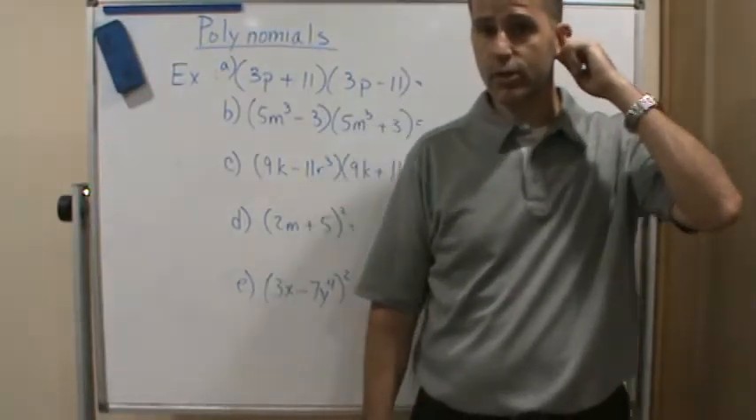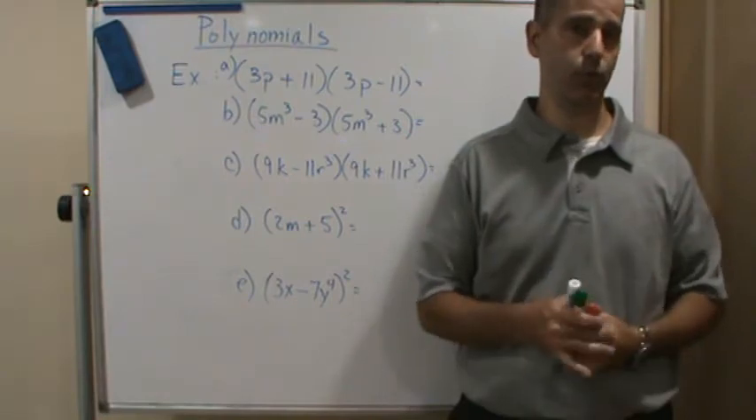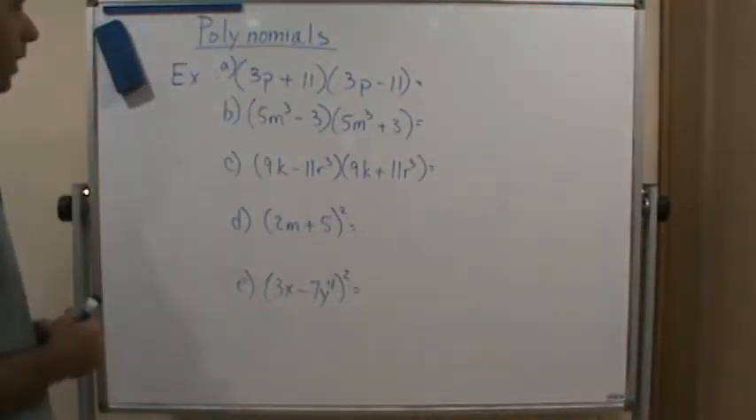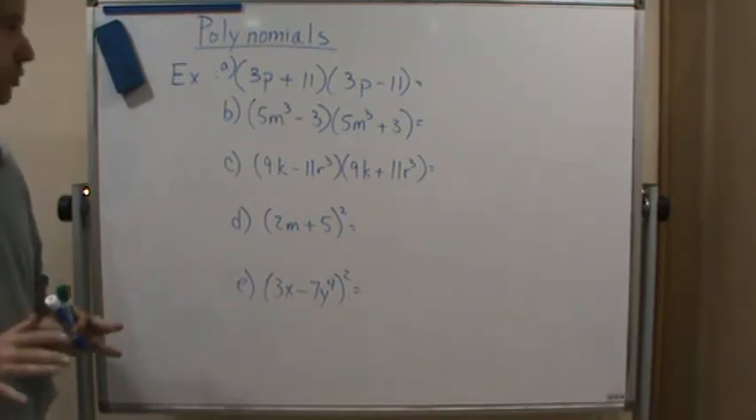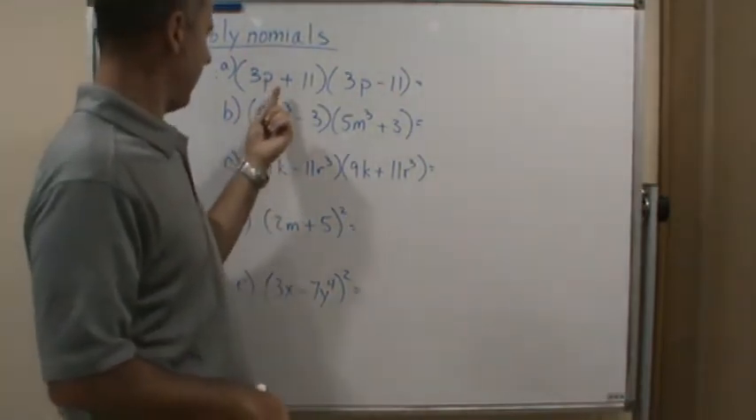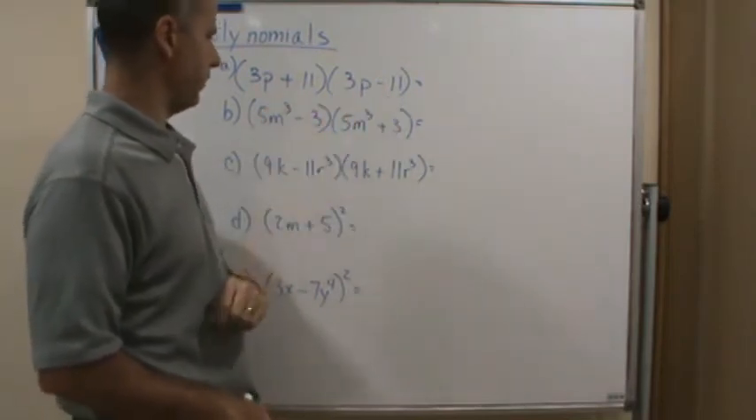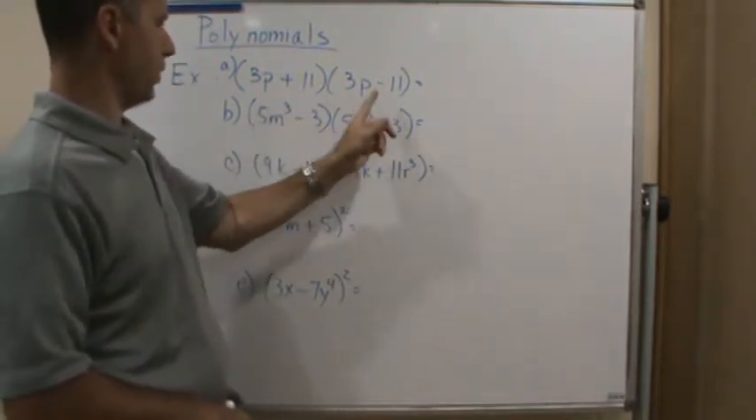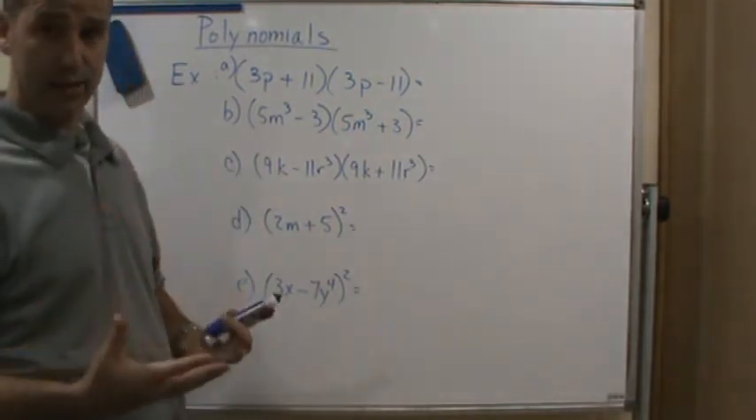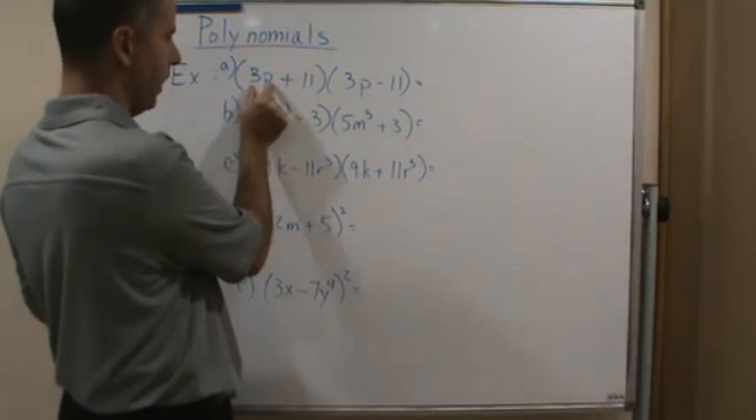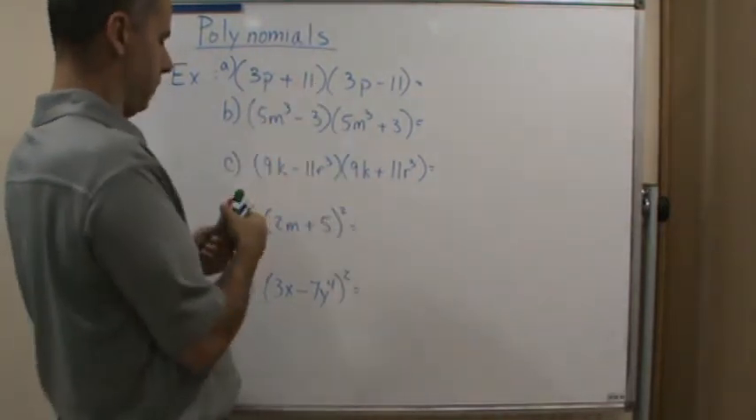Okay, so let's do an example where we have to use those special products. The first few are dealing with the difference of two squares. Notice that we have the same terms, but one's plus and one's minus. So that means the answer is going to be the difference of two squares. It's going to be this squared minus this squared.